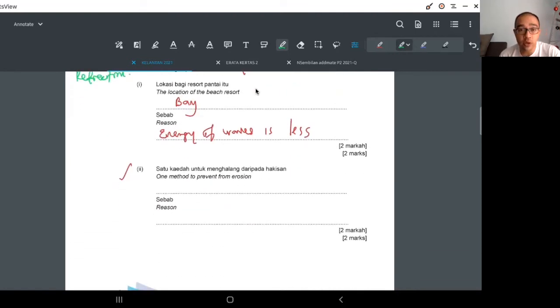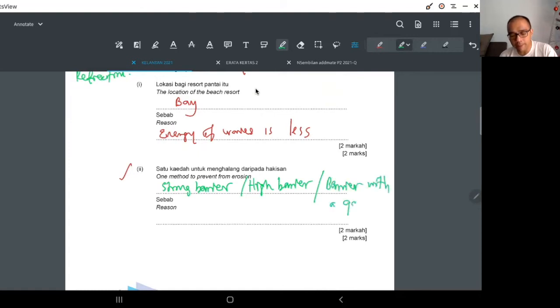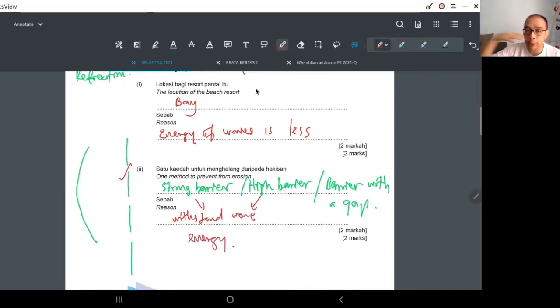One method to prevent erosion, and this can be of various kinds, is you can build a strong barrier. You can build a high barrier. Or you can build a barrier with a gap. Means if this is the beach, you put a barrier here with many gaps. If it is a strong barrier, usually the answer is quite the same. So a strong barrier or high barrier will withstand wave energy. Dia boleh tahan kekuatan ombak lah.